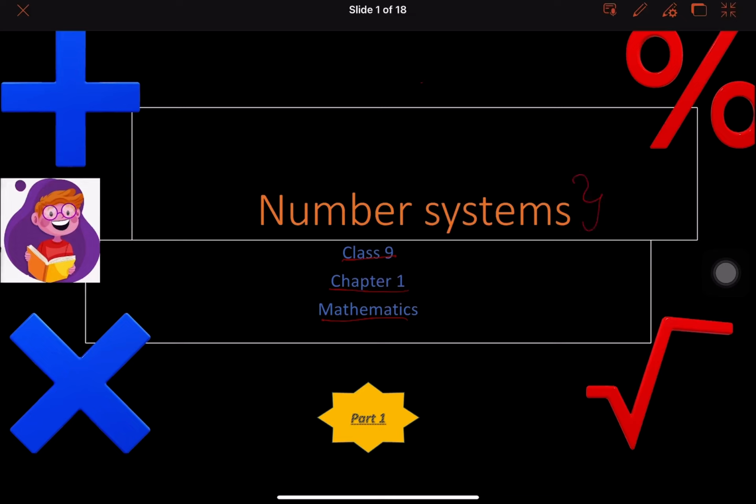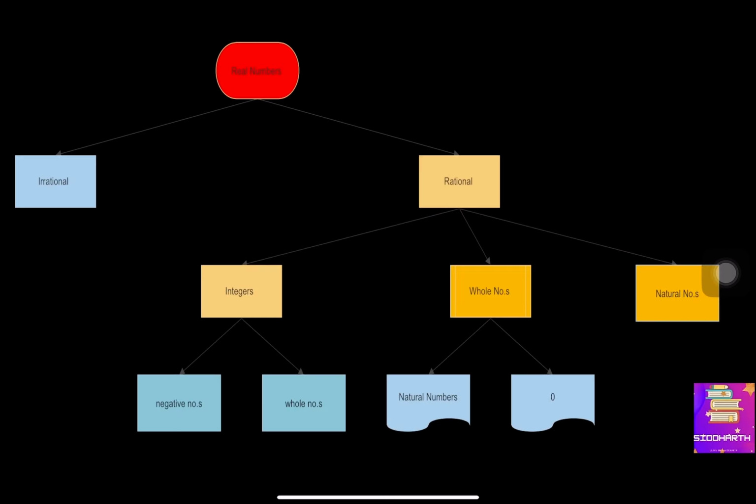Number systems. So in this lesson we will be discussing the important concepts in number systems, and we will also be solving a few questions. So first, there is one quick flow chart. Let's see that. Real numbers consist of irrational numbers and rational numbers. Rational numbers consist of integers, whole numbers, and natural numbers.